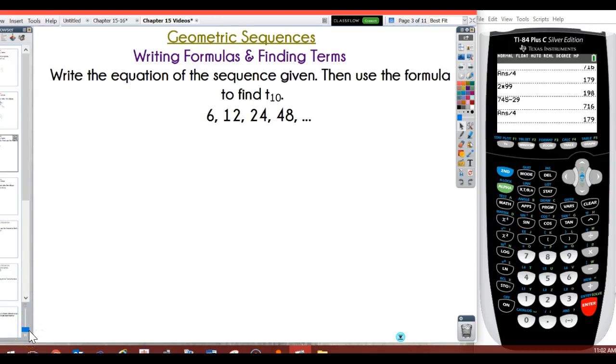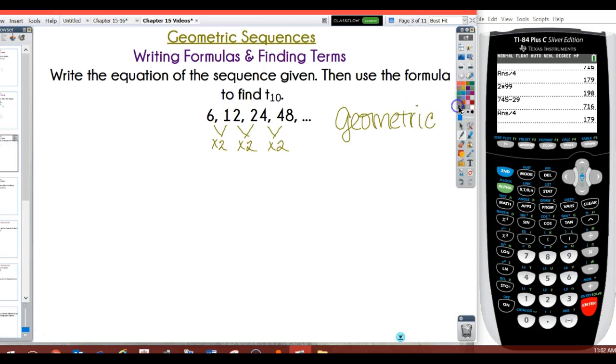In this problem, we're given a sequence, and we are asked to find the equation for the sequence and then find the 10th term using that formula. So right away, you want to first identify the pattern on how we're getting to each term. Here we're multiplying by 2, multiplying by 2, multiplying by 2 as well. So that tells me that we are looking at a geometric sequence.